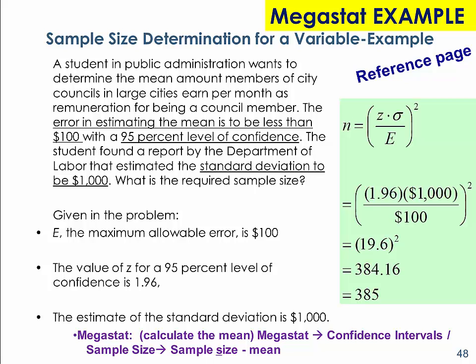On this page we have an example for sample size determination. In this one we're using MegaStat, and MegaStat provides a nice easy method of calculating the sample size. We're not going to go in and do the example. I just want to leave this here as a reference page for you and an example that has the answer for you so you can compare your work. And to get to the sample size in MegaStat, to calculate the mean, you go to MegaStat, Confidence Intervals / Sample Size, and then the mean.